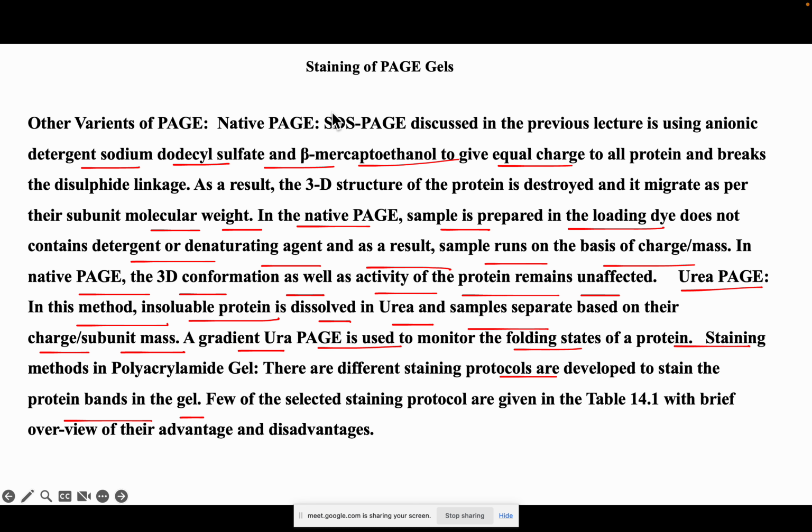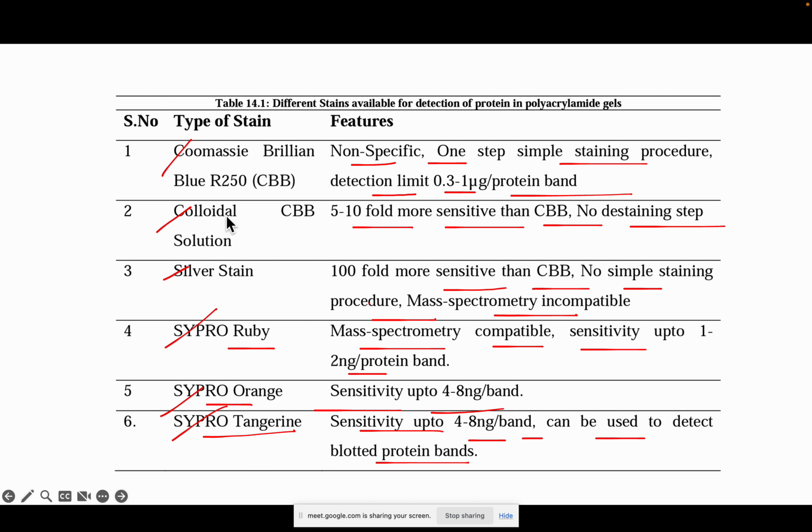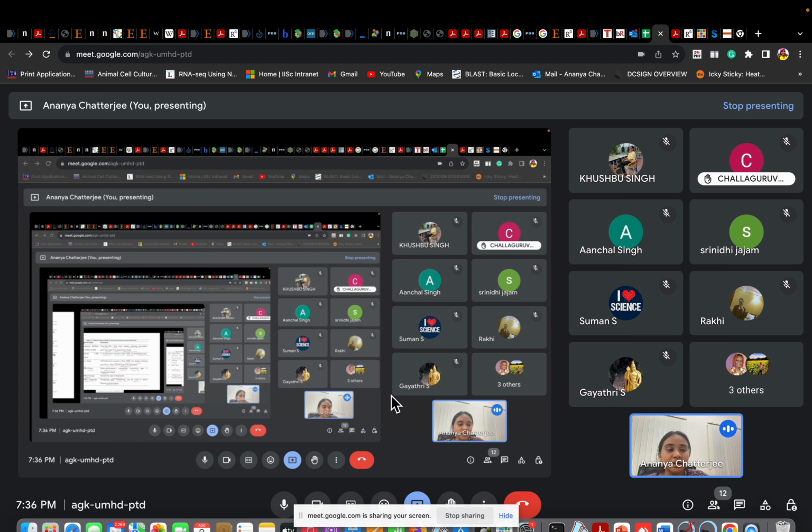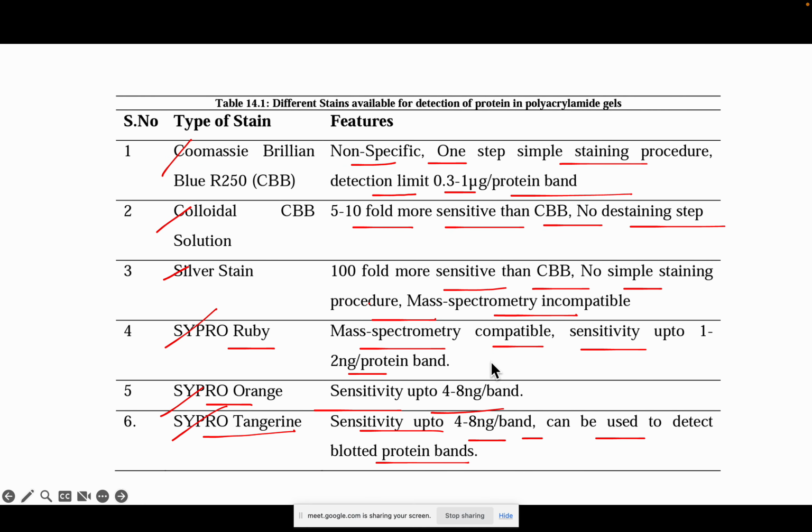The next class will be starting from staining of PAGE gels. Whatever staining I have discussed with you, CBB staining, silver staining, all these staining mechanisms I'll be discussing, and along with that I'll be starting Western blot, which is very specific to your protein. We can use primary antibody and secondary antibody. I'll be discussing Western blot and agarose gel electrophoresis, and we'll be starting EMSA. If you have any specific question like Harinarayana, you can just comment down, and I'll get back to you with those specific questions.